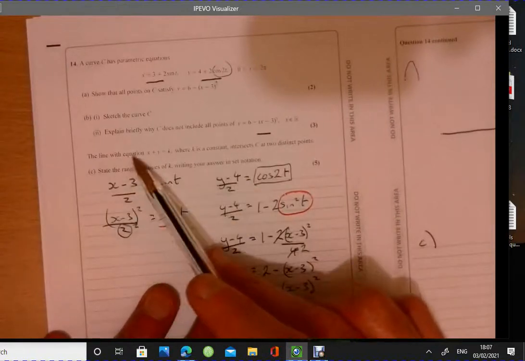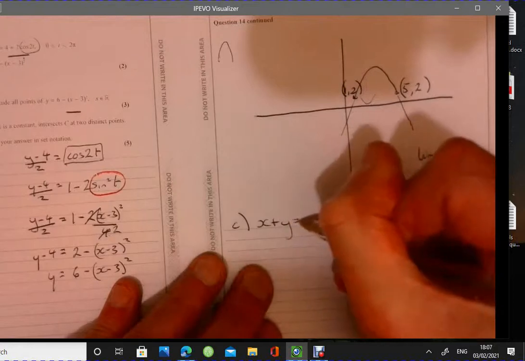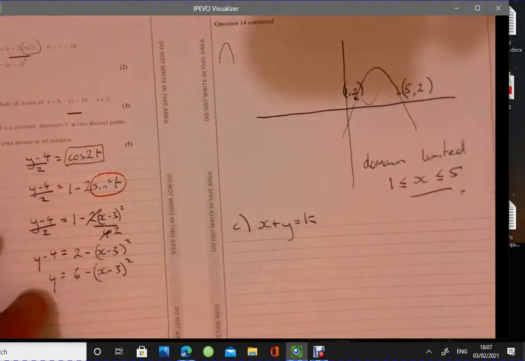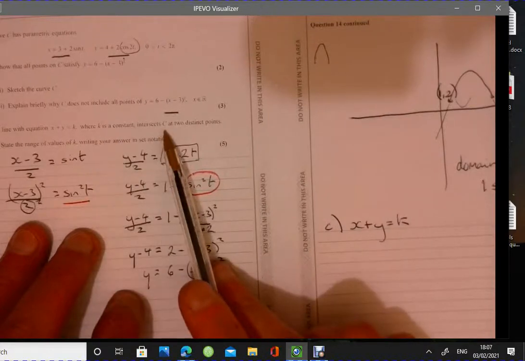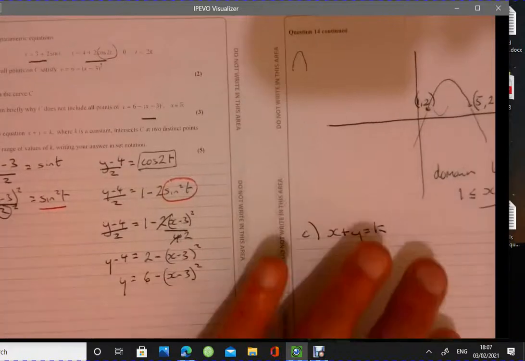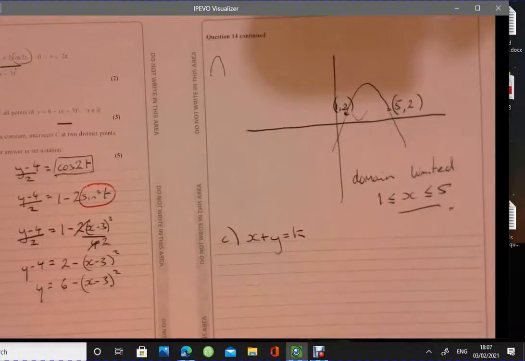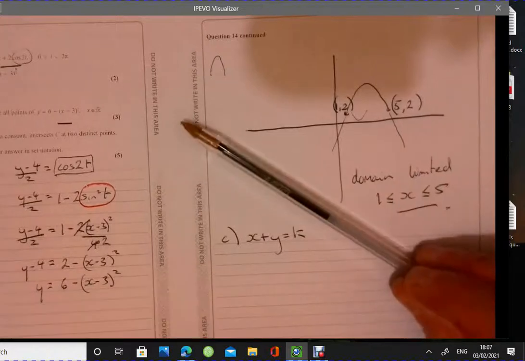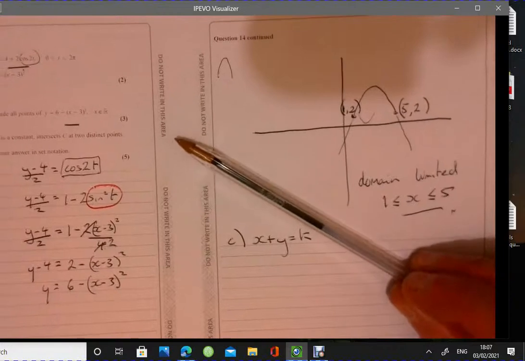we've got a line with equation x plus y equals k. Right, okay, so x plus y equals k, and it tells us k is a constant, intersects c, so intersects this, our curve, at 2 distinct points. Now, x plus y equals a constant value must mean our line's going in this direction. Right, it's got to be going in this direction just here.